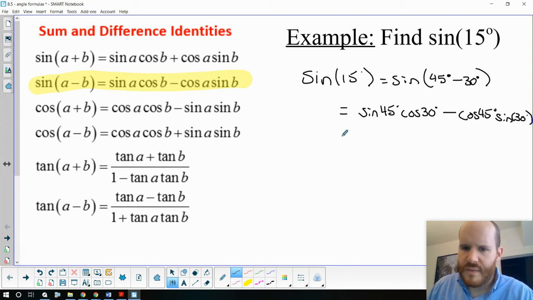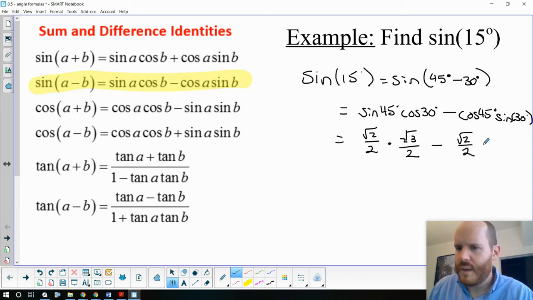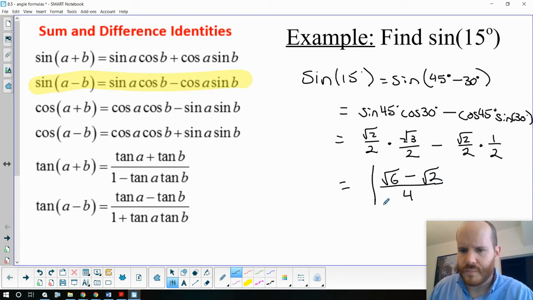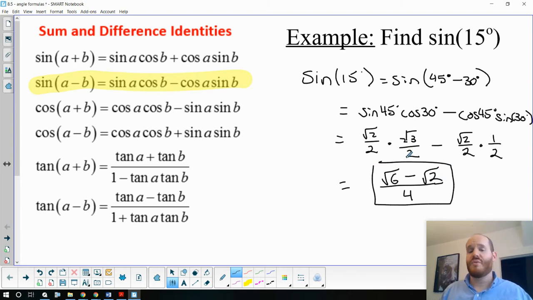So then I'm going to fill in each of these values. Sine of 45 I know is the square root of 2 over 2. It's one of those special angles I have memorized. Cosine of 30 degrees is the square root of 3 over 2. Cosine of 45 is also root 2 over 2. And sine of 30 is 1/2. So for each of these, I'm going to get a common denominator of 4. So I can rewrite this as a single expression over 4, 2 times 2. And then the product of the first two, rad 2 with rad 3, will give me rad 6. And then I'll be subtracting rad 2 times 1, which is just rad 2. There I have the exact value for sine of 15 degrees.